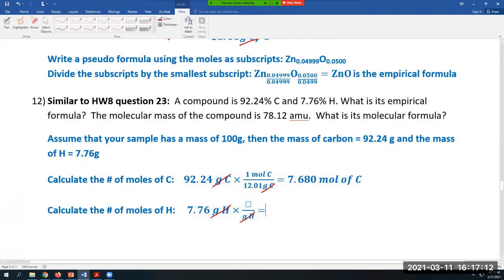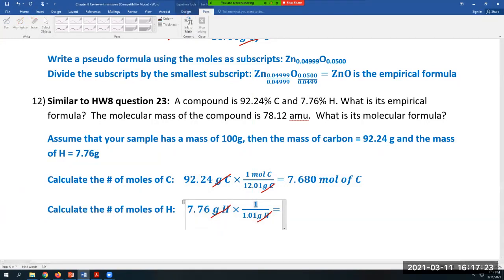But I'm not done, right? So what comes with the unit of grams is 1.01 grams of hydrogen here. And that's for 1 mole of hydrogen. So the grams of hydrogen cancel, and the unit left over will be moles of H. So let's calculate how much it is. 7.76 divided by 1.01, and it's 7.683. So let's see how many sig figs we need to keep here.